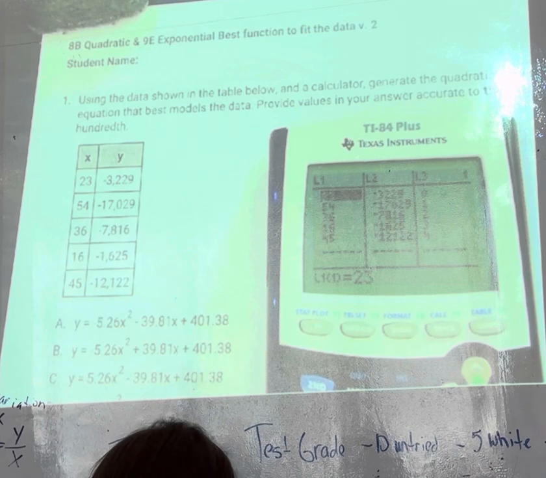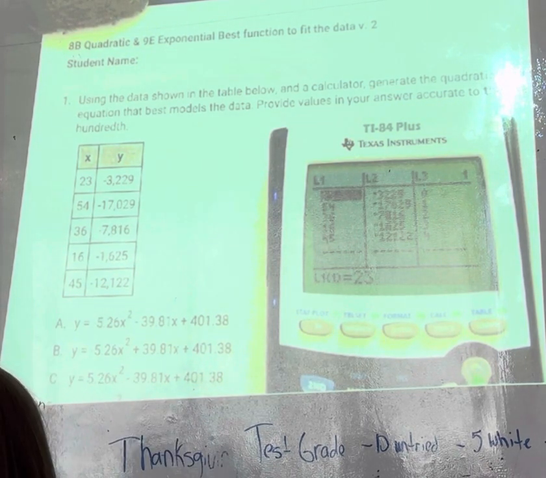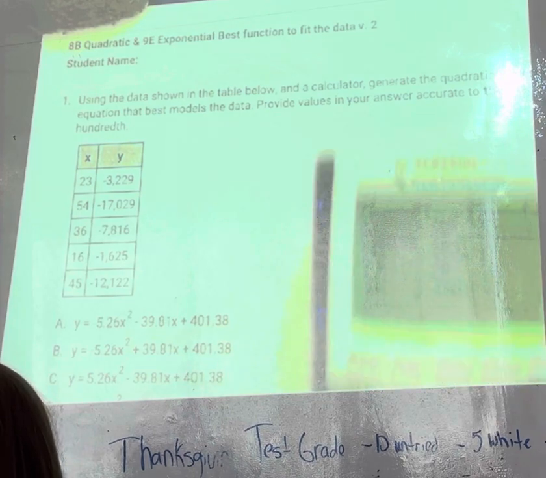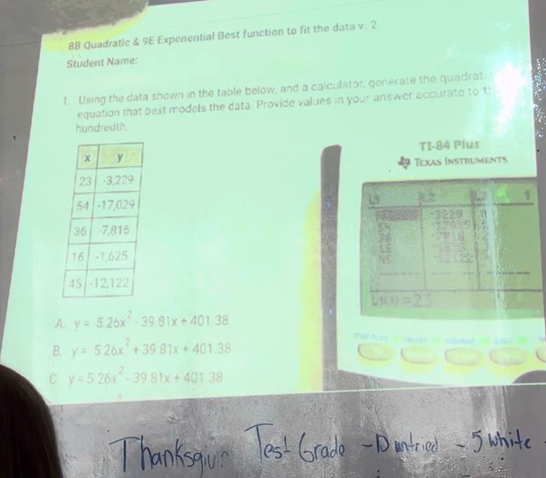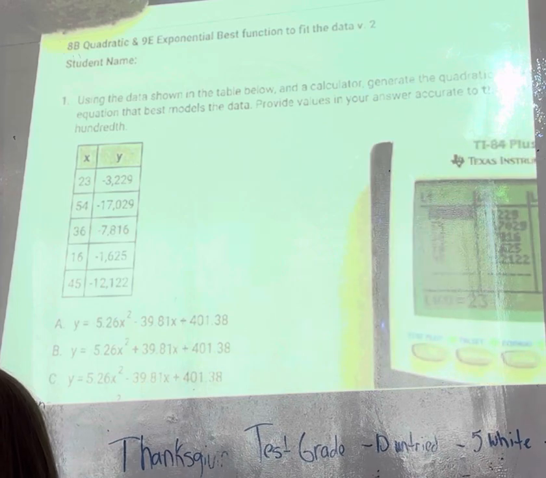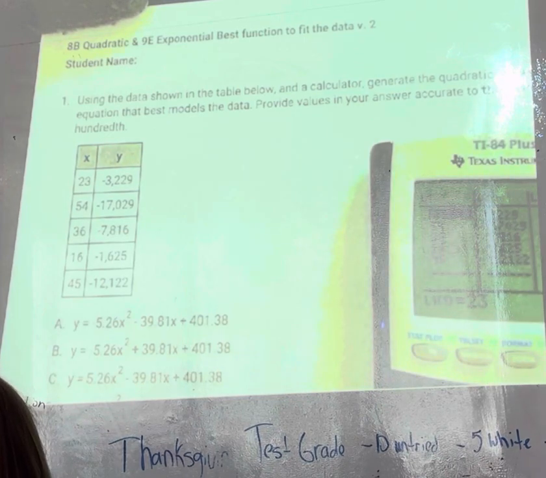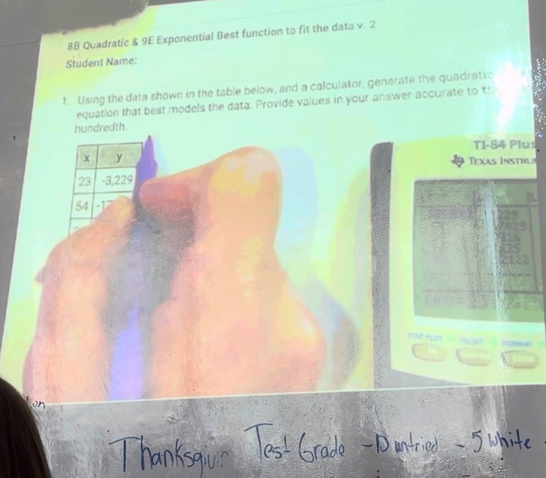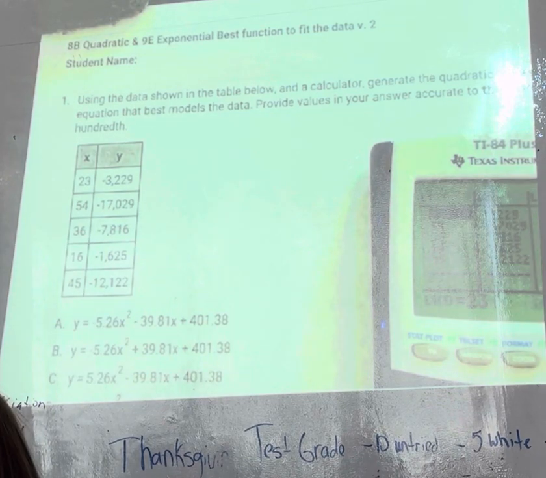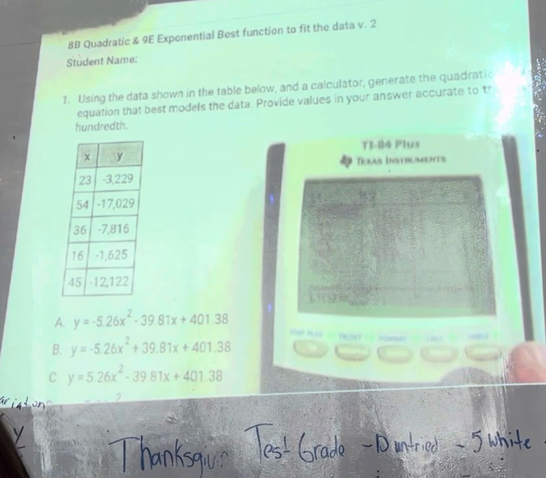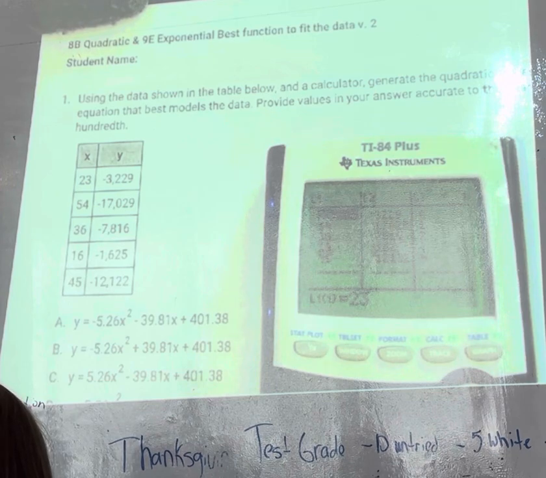What type? Quadratic or exponential? Well, quadratic is x squared and exponential is raised to the x value. So this one's going to be quadratic. And I'm also going to show you how to have it auto-populate in Y equals instead of you typing it out.